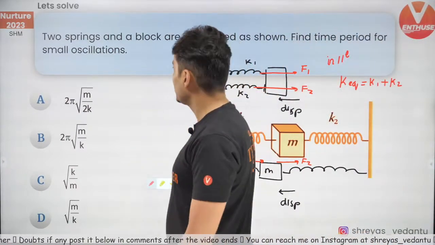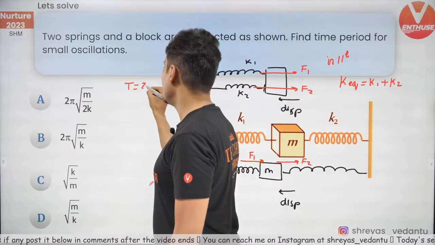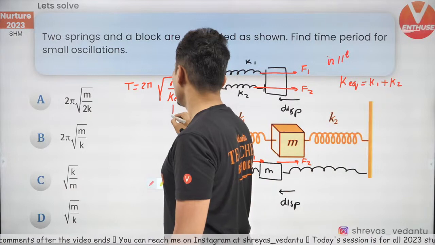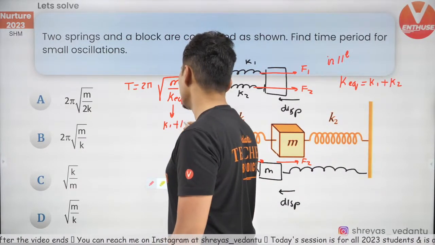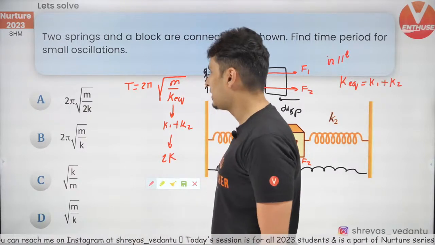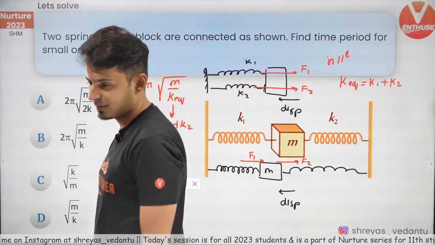So the time period will be 2 pi under root m by K equivalent, which is K1 plus K2, and if both of them are equal, it will be nothing but 2K. So what option would be correct?